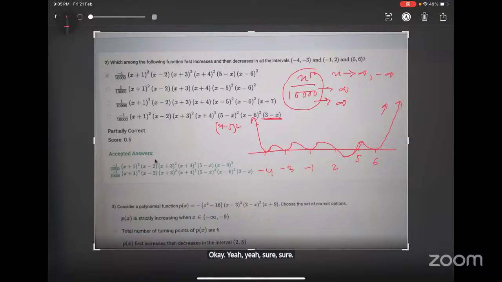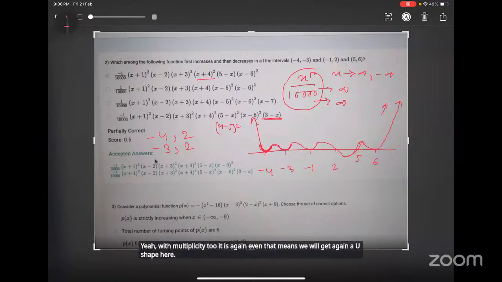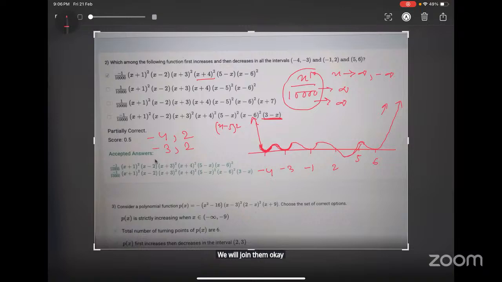So we have roots. First let us note the roots. What are the roots? -4 with multiplicity 2, right? That means we will get a U shape here. Then we have -3, again with multiplicity 2. It is again even, so we will get again a U shape here. We will join them. Then we have -1 with 2, so again we will get a U shape here.